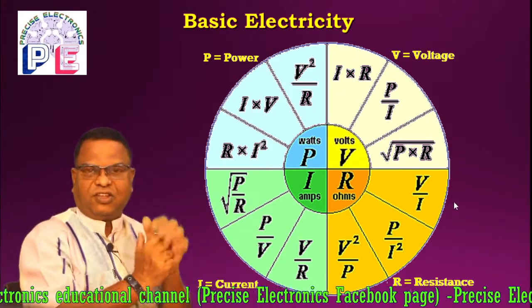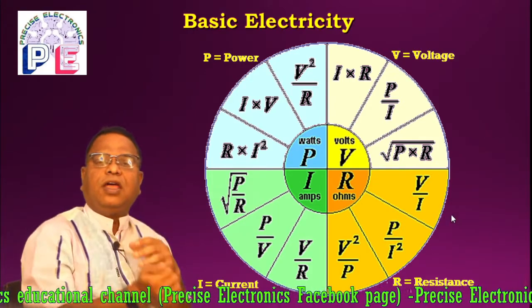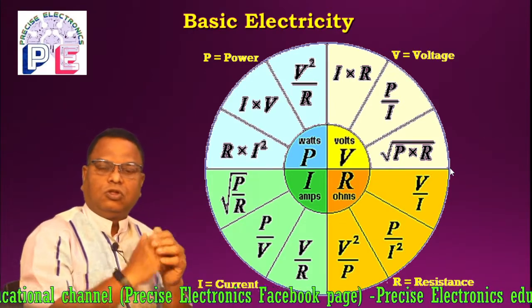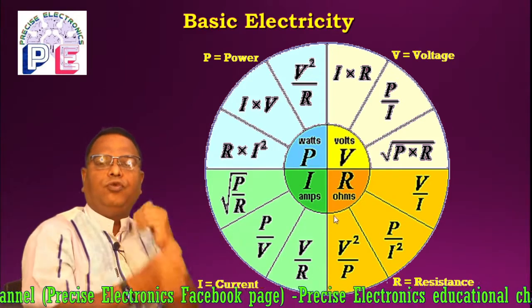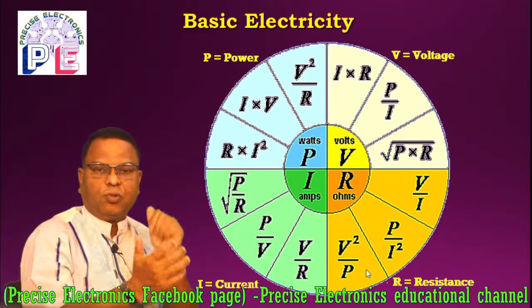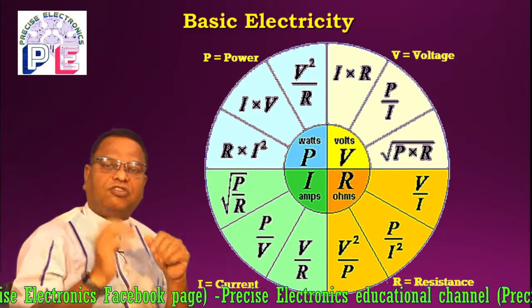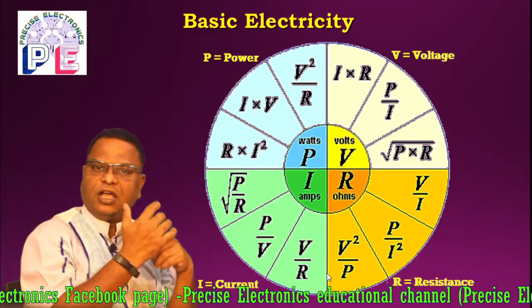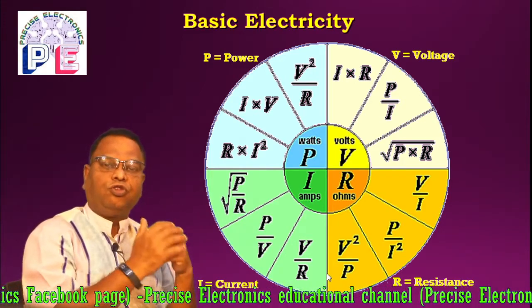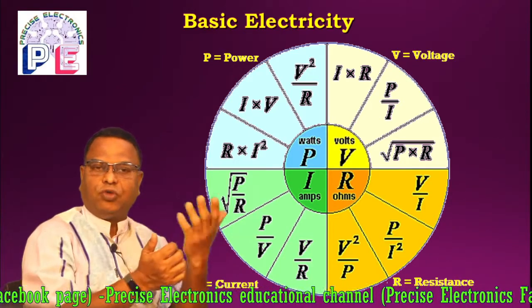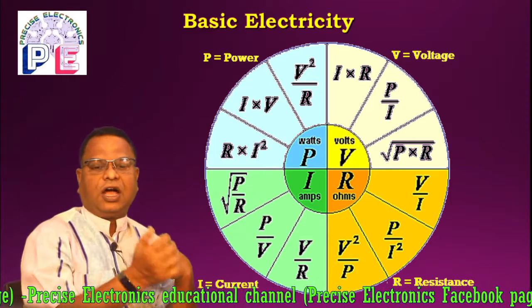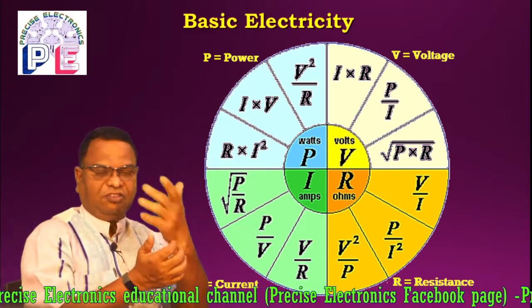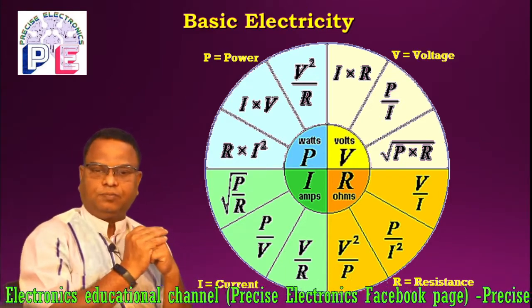Resistance, the next factor. Resistance is given by V upon I, or P upon I square, or V square by P. These formulas are used to find the resistance of the system. V upon I is Ohm's law: R is equal to V upon I, R is equal to P upon I square, or R is equal to V square upon P.